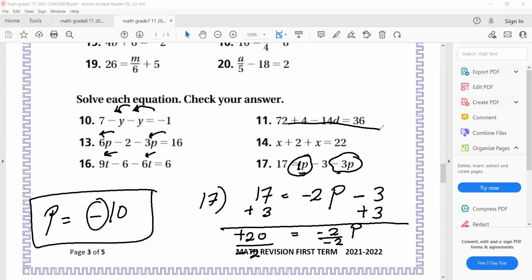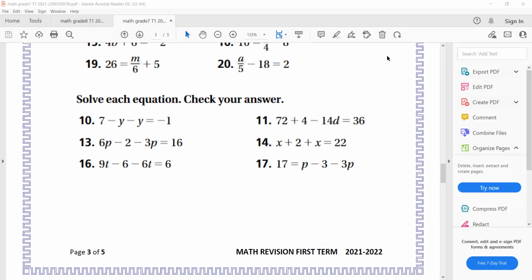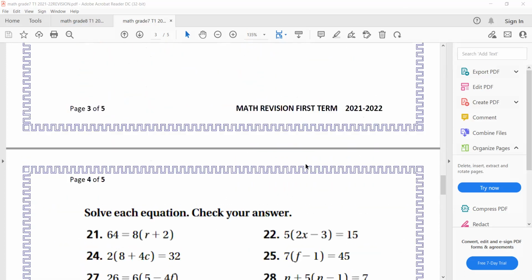Here, no problem. It's very easy here. 72 plus 4, 76. Minus 14d equals 36, and solve. Okay, 1x plus 1x, 2x. Add numbers with numbers, add variable with the variable.